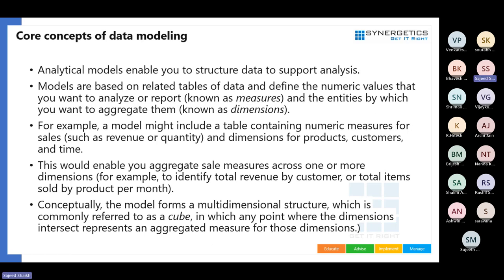So in this example, the measures will be the salary total and the count of employees. And the entities by which we want to aggregate them are the departments. That is the dimension. So when I use this data, departmental wise, I get the result: in each department, what is the total salary and what is the count of employees. That has to be done with the help of modeling.